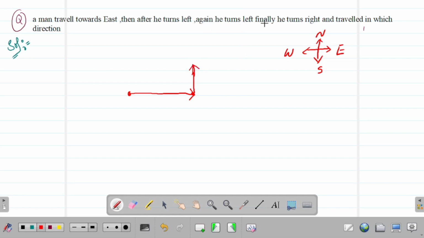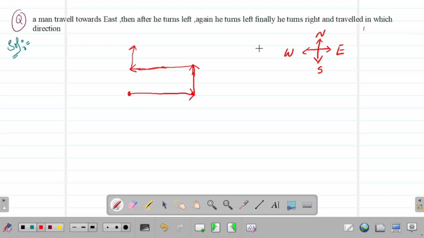Again he turns left. Again he is taking left. So to north facing left is this one, right? So again he turns left. So now he is here. Okay. Next, finally he turns right. So this is the right direction for this one.